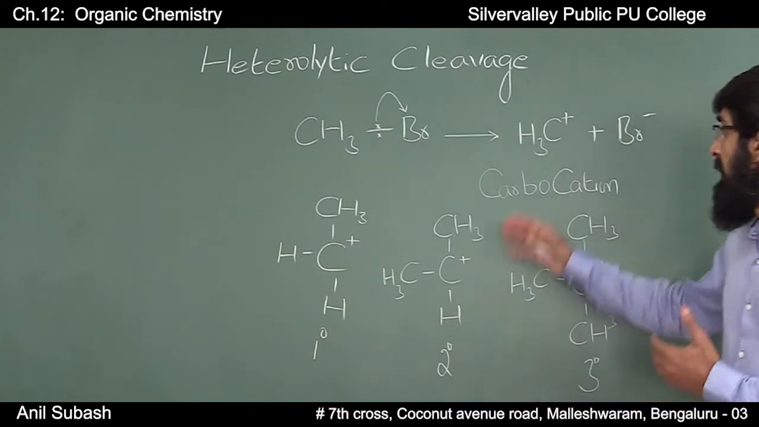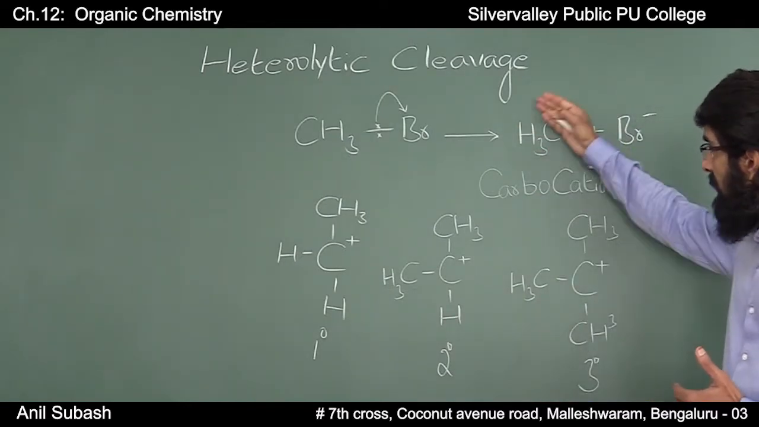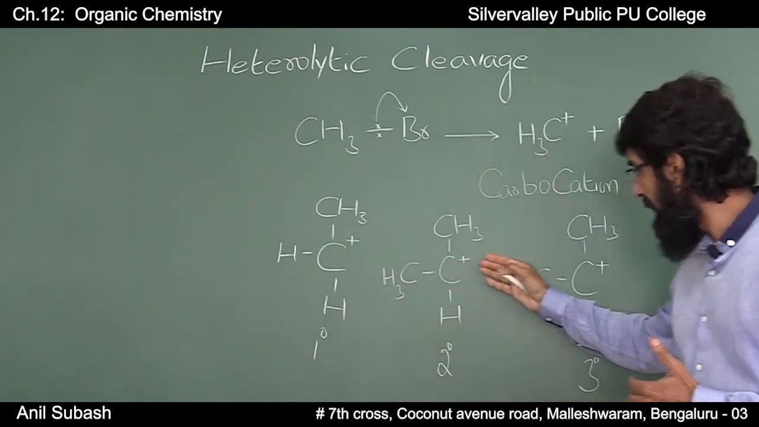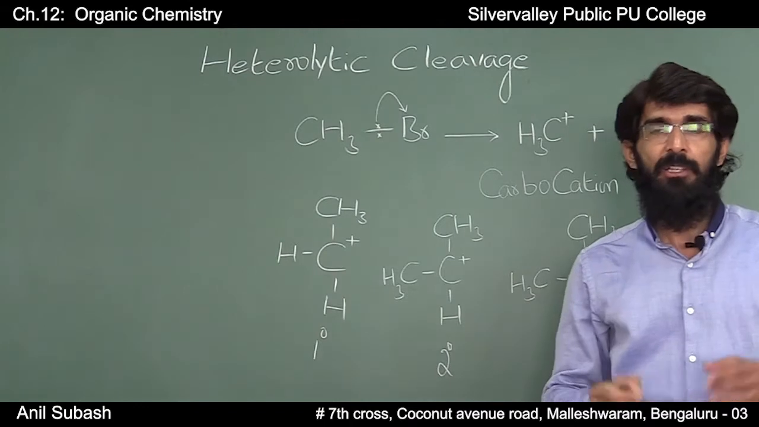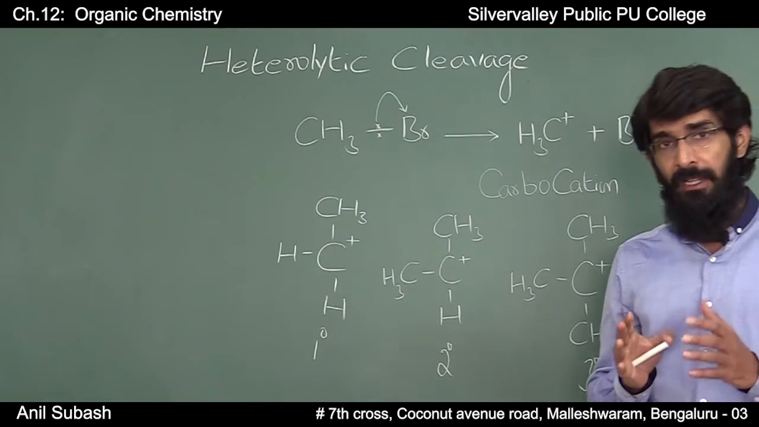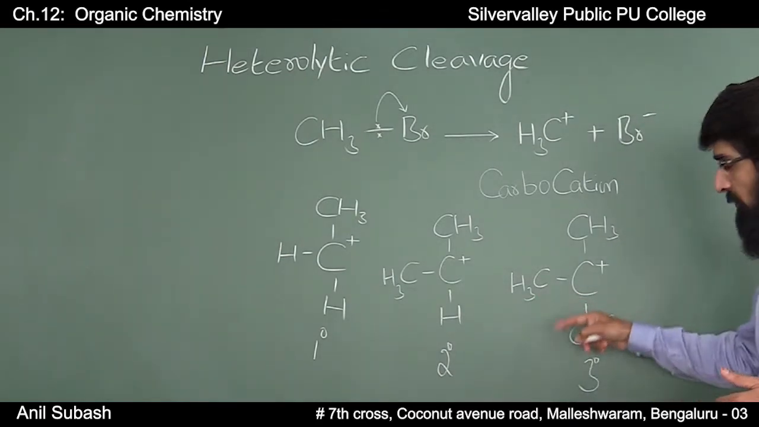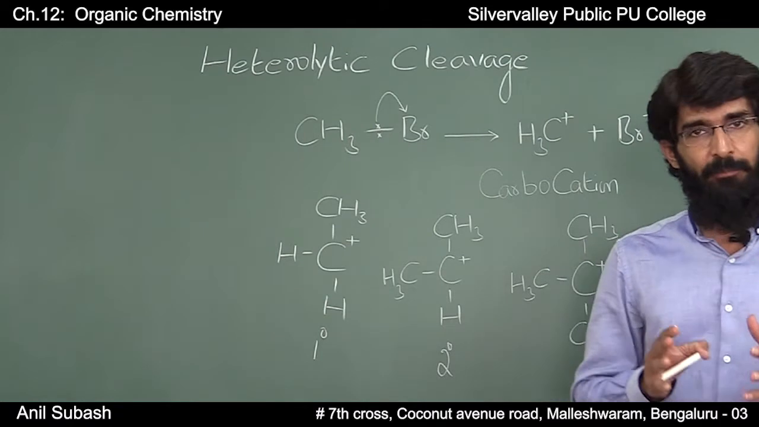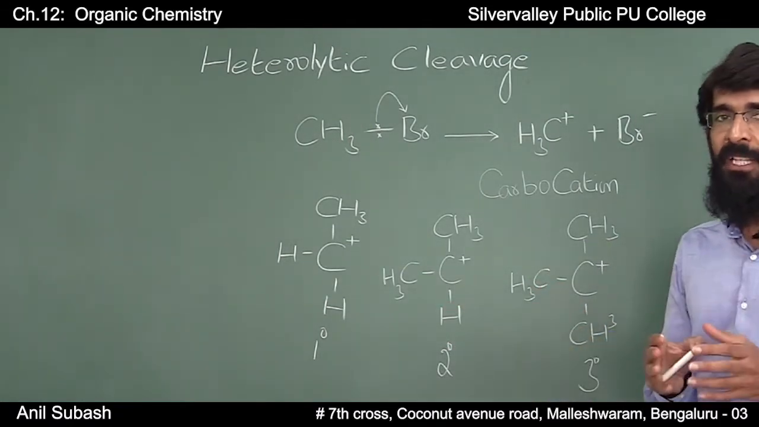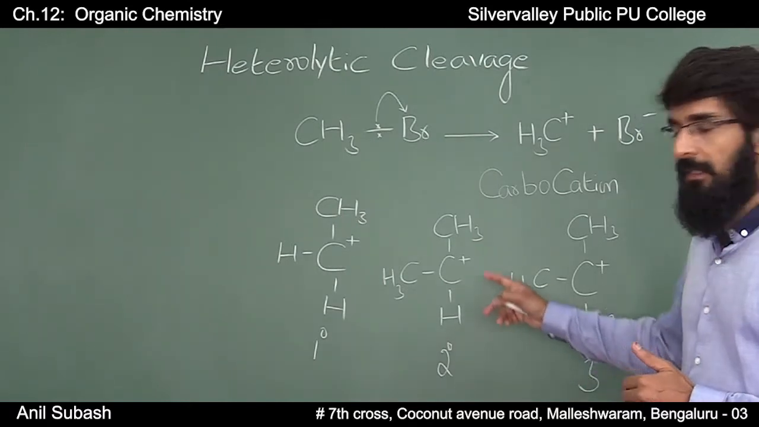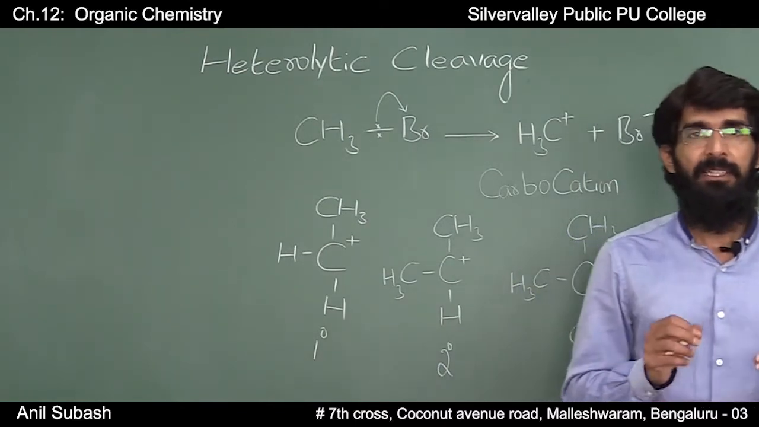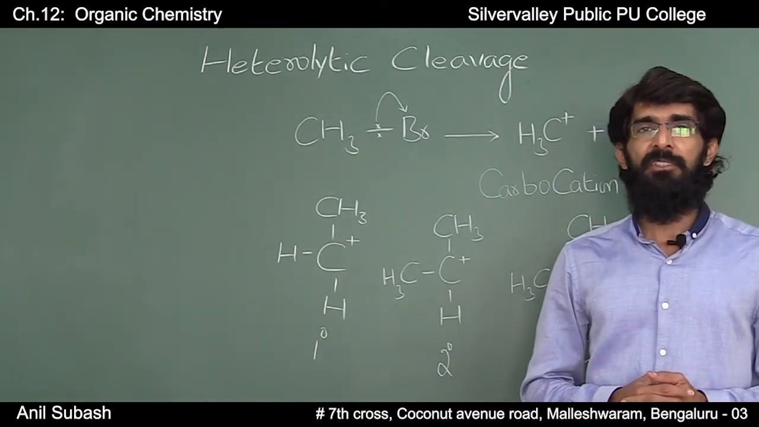Remember, the methyl carbocation, primary or secondary or tertiary carbocations all have trigonal planar structure, and the carbon carrying the positive charge is sp2 hybridized. All of these carbocations have sp2 hybridized carbon, that is, the carbon carrying the positive charge is sp2 hybridized and it has a trigonal planar structure.